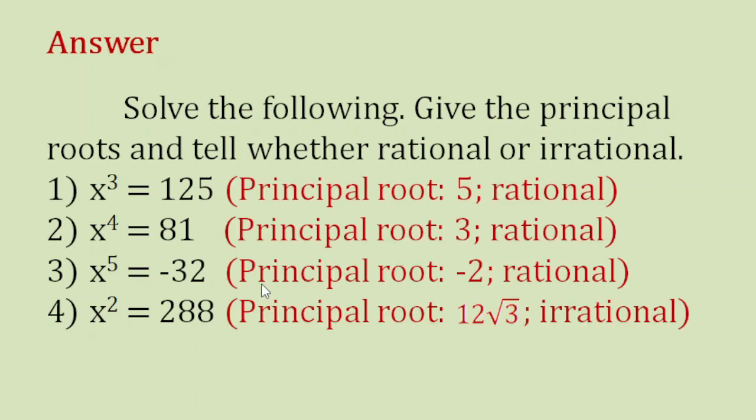For item number 1, the principal root is 5 and it is rational. Number 2, the principal root is 3 and it is rational. Number 3, the principal root is negative 2 and it is rational. And number 4, the principal root is 12 square root of 3 and it is irrational.